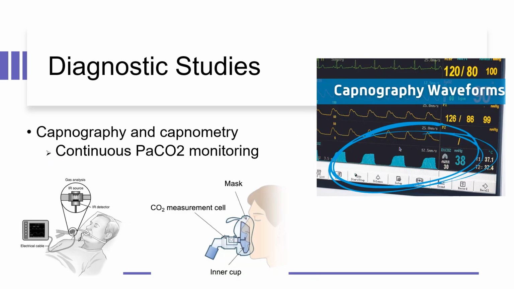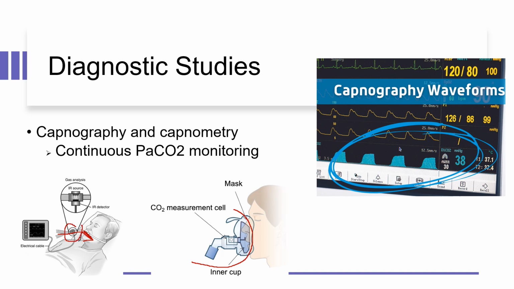Then we have capnography and capnometry, which can pretty much be used interchangeably. This is where we are continuously monitoring carbon dioxide. So we're not going to get too much into this. It's something that you would go over in advanced Med-Surg, but you can either have an intubated patient, okay, so a patient with a breathing tube down their trachea on a ventilator, or you can have a patient with a special mask that also has this feature of capnography.